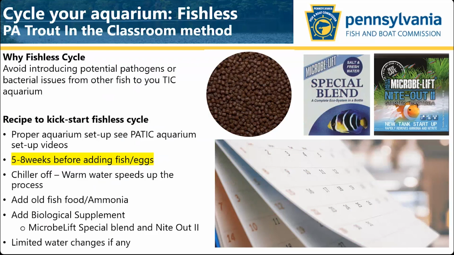But this will also hinder a little bit of the cycle, and you may go through an ammonia spike or a nitrite spike when you add your fish or your eggs right off the bat. So we also recommend using Microbe Special Blend and Night Out, because those are two additional supplements that will help speed up your nitrogen cycle and make things a little bit easier. When you do some water changes later on, before you get your fish, we recommend doing a partial water change and adding some of these compounds in there to make sure that your nitrogen cycle is stabilized.